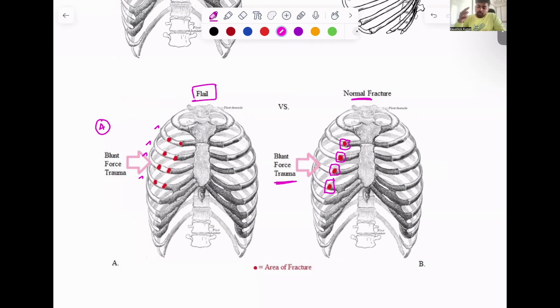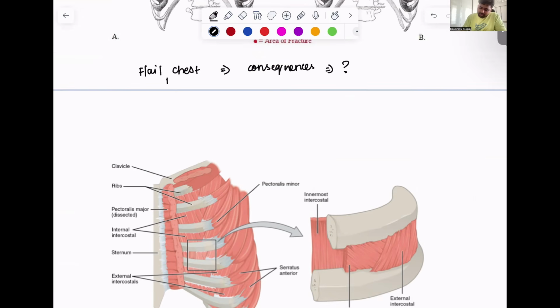So what is the other requirement? Fracture has to be at two or more different sites. You can see in this case, fracture is present at two different sites. So this becomes flail chest. This flail chest is deadly. So what is the consequence when patient suffers from flail chest? For that, we need to understand basic anatomy and physiology.